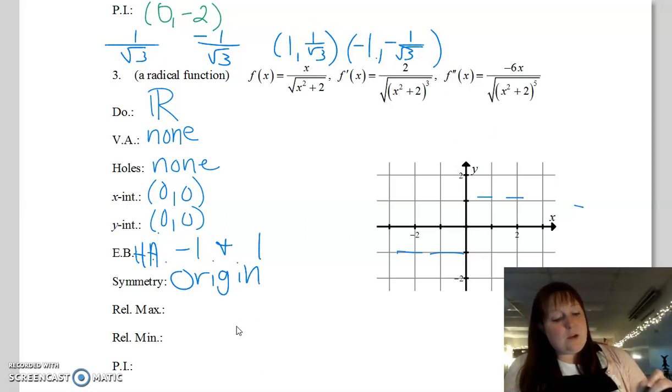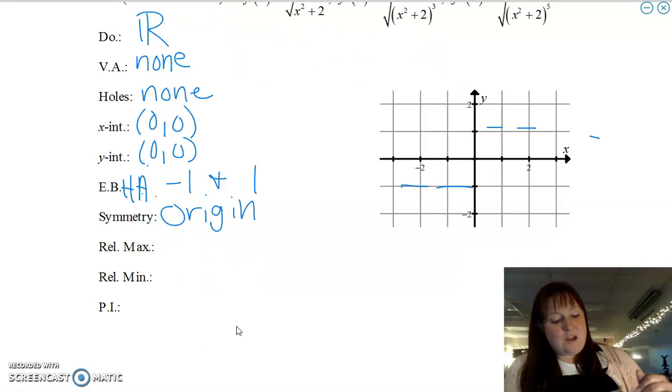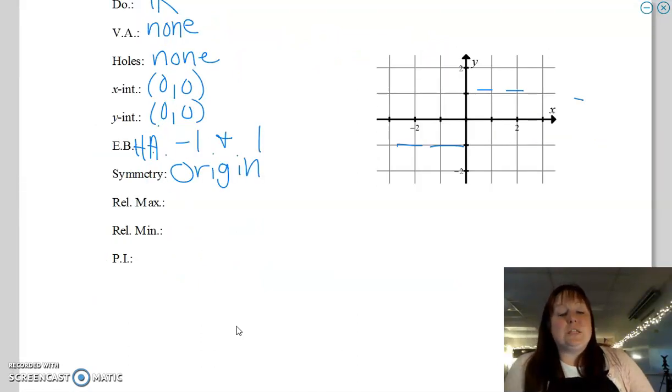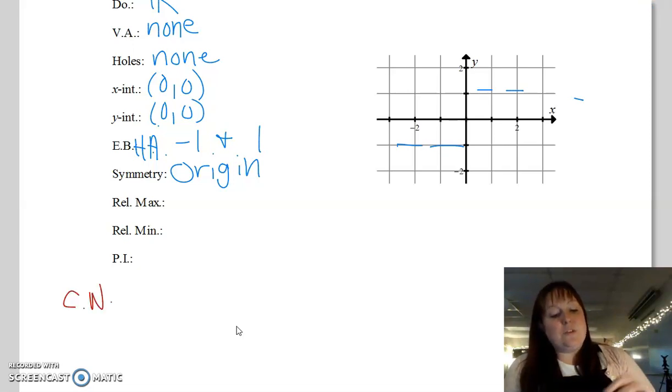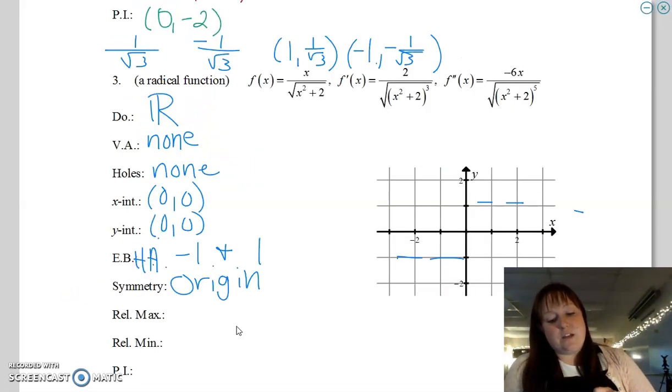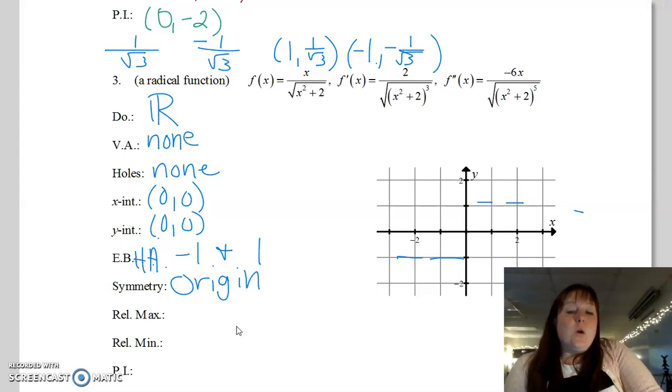Now we're going to get into the calculus. So for the relative max, we have to find our critical numbers first. Our critical numbers are when the derivative is either equal to 0 or undefined. So when would this be equal to 0? Well, that would be when the numerator is equal to 0, and the numerator is never equal to 0 on this one. So it's never equal to 0.